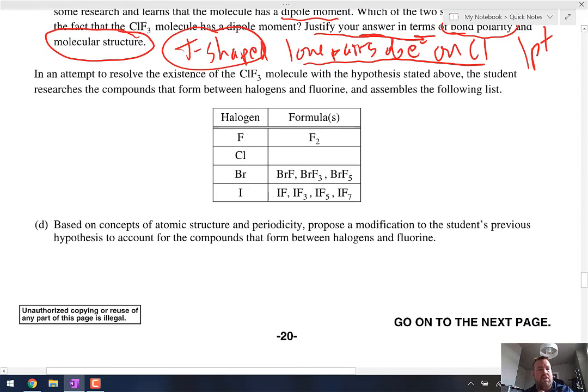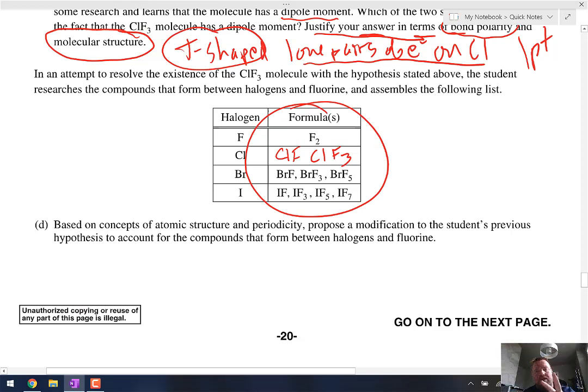I don't like these. So the student does some more research. They find that there's also these compounds here. We know that 2 of the compounds that we've talked about are ClF, and then they talk about ClF3, which they don't include there, but that you certainly could. So it says, propose a modification to the student's previous hypothesis to account for these other compounds. So it's not just 8 minus the number of valence electrons. How can you modify that hypothesis to now include all of this here as well?